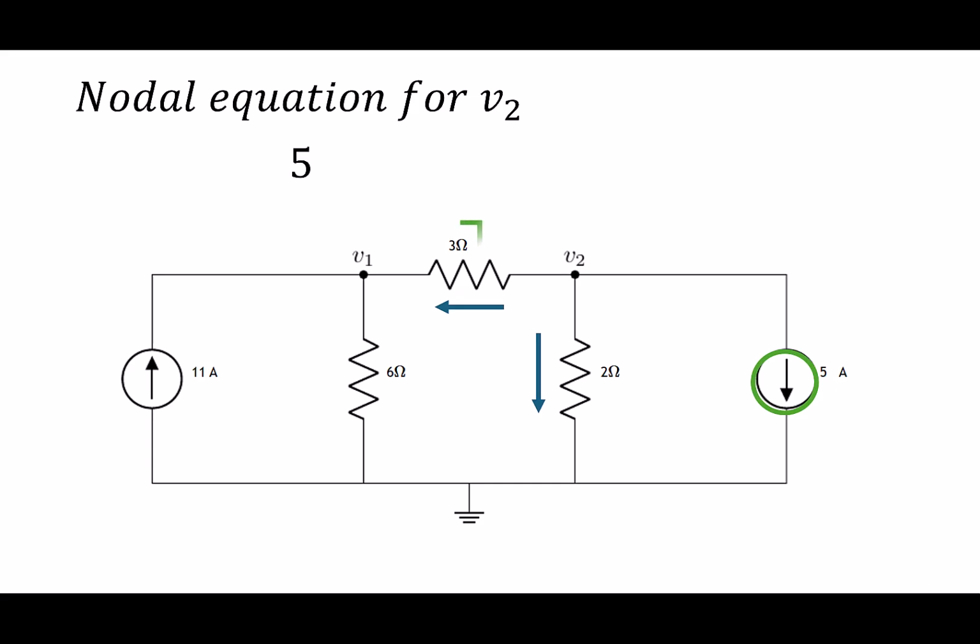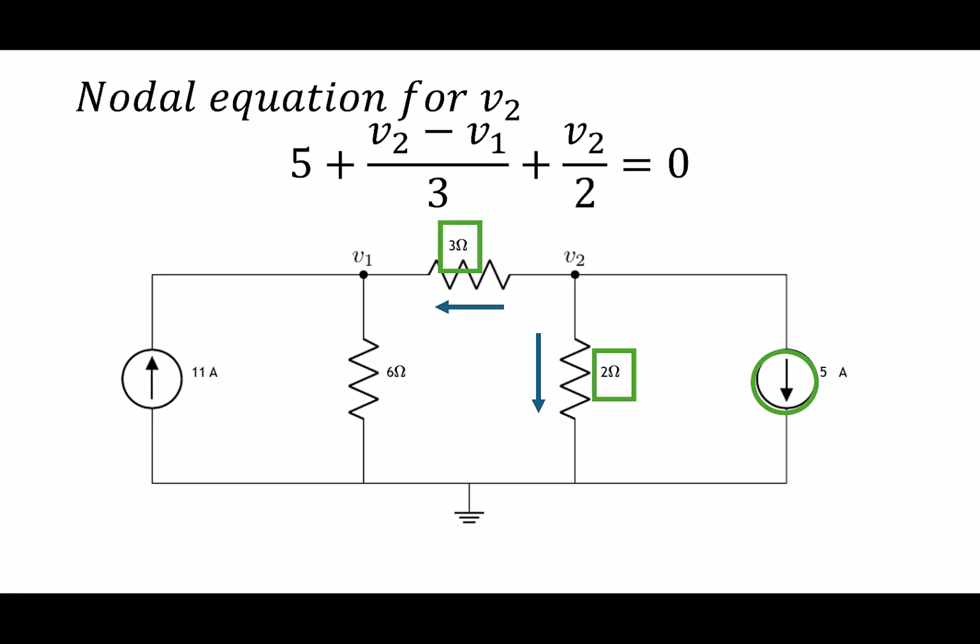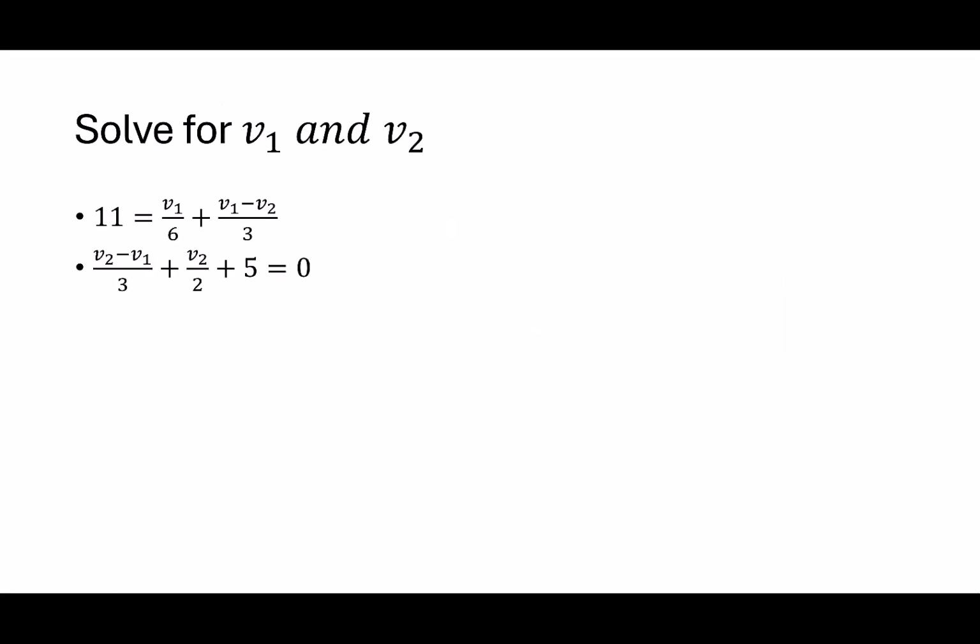Then we'll move on to our 3 ohm resistor. Looking at the direction tells us we should express this current as V2 minus V1 over 3. Then, moving on to the 2 ohm resistor, we'll express the current as V2 over 2. Using KCL, we know these currents have a sum of 0. Now that we have our two nodal equations, we're ready to solve for V1 and V2.